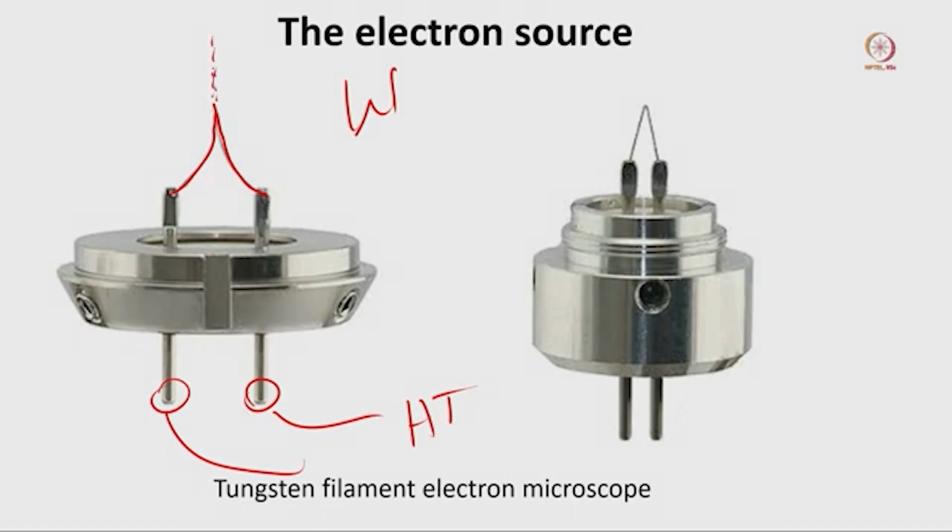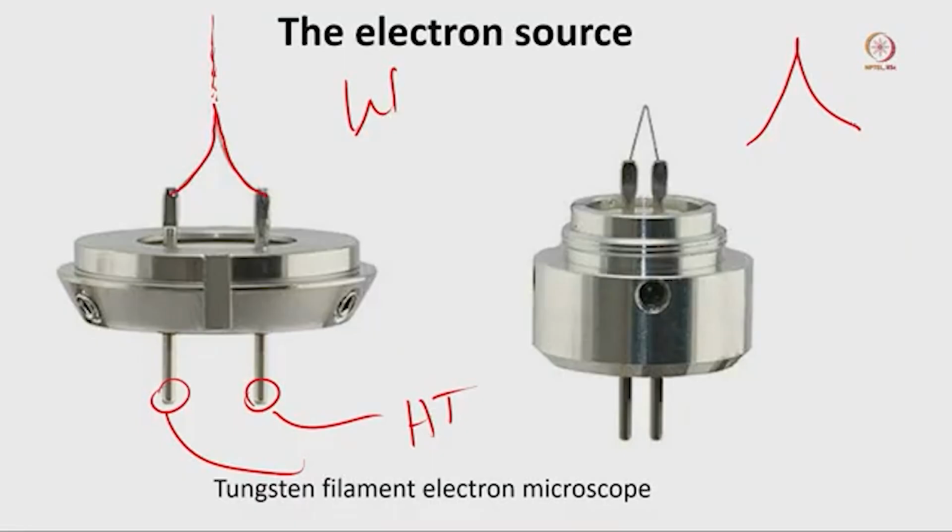So the coherence of the electron beam depends on where the electrons are coming out from. There will be two different types of coherency: one is temporal coherence and the other is spatial coherence. It depends on the position from which the electron comes out, as well as the energy of the electron. Different energies are also going to affect the coherency of the electron beam.